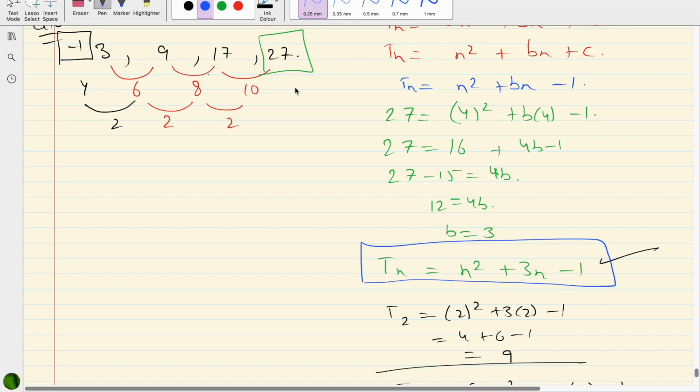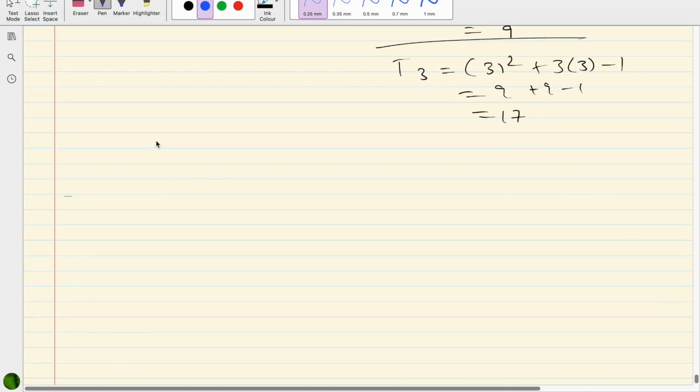Sequence is 3, 9, 17 and 27. First of all, you have to check whether it is a quadratic sequence or not. So the differences are 6, then 8, then 10. This difference is 2, this is again 2. So yes, it is a quadratic sequence.